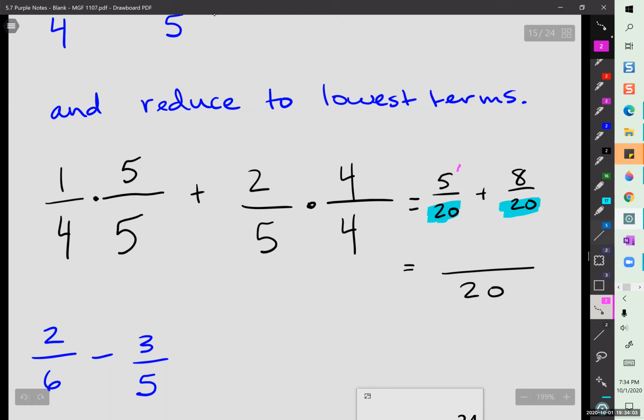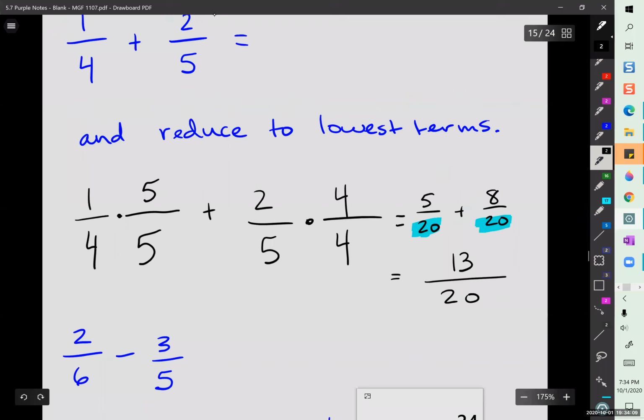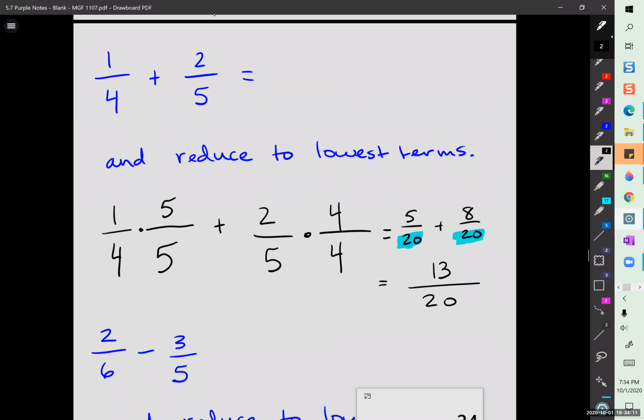So we would have 5 plus 8 is, I believe, 13, which is already in lowest terms, 13 over 20. How do we know that? 13 is a prime number, so it's always in lowest terms with whatever it's paired with, apart from itself.